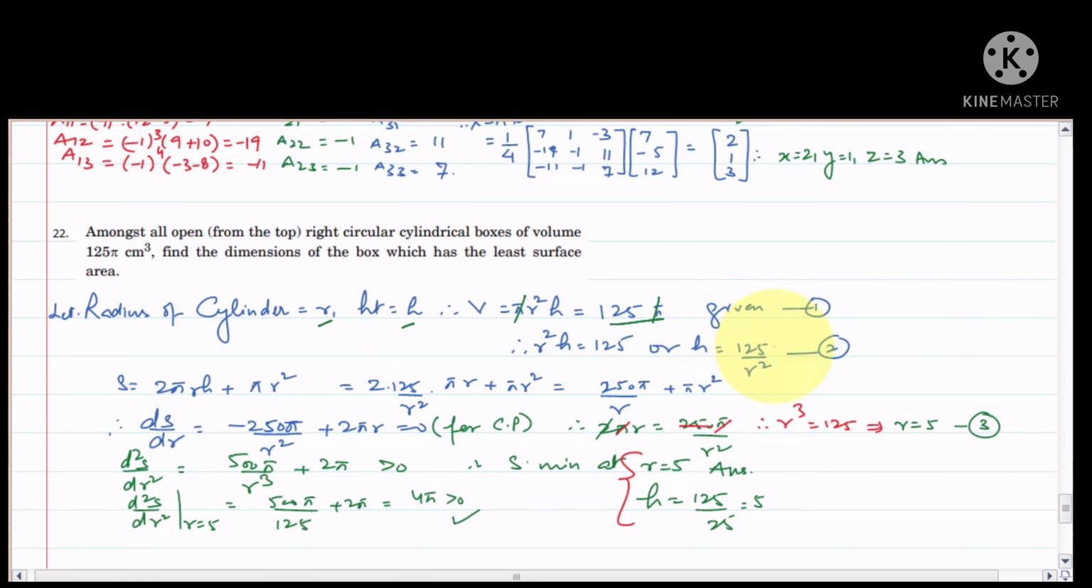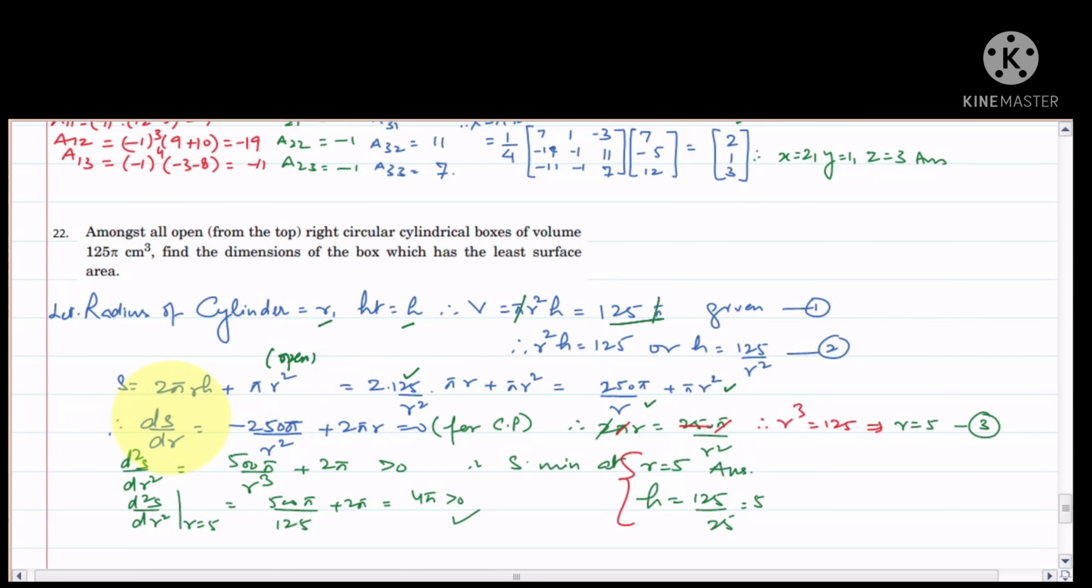and we are writing h in terms of r, because in finding the surface area, what is the surface area? It will be 2 pi r h plus pi r square, since our cylinder is open at the top. So 2 into pi r into h plus pi r square. I have got the value of s in terms of a single variable, that is r.